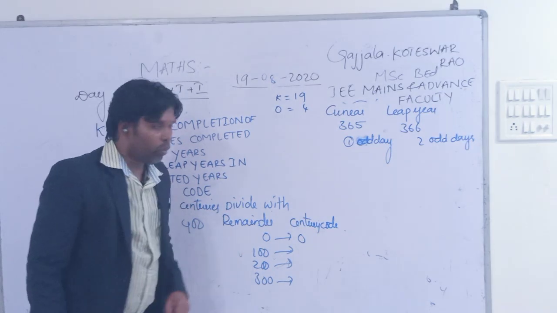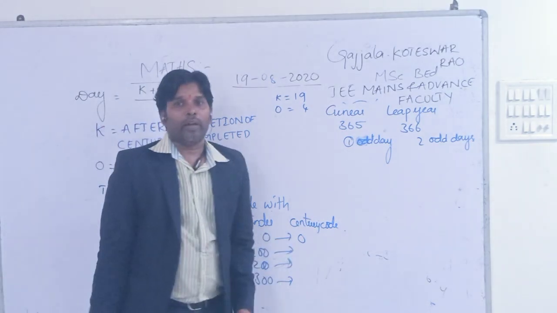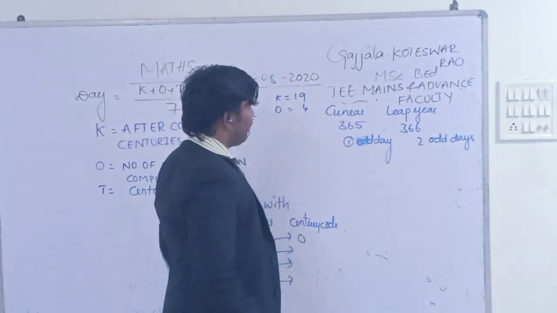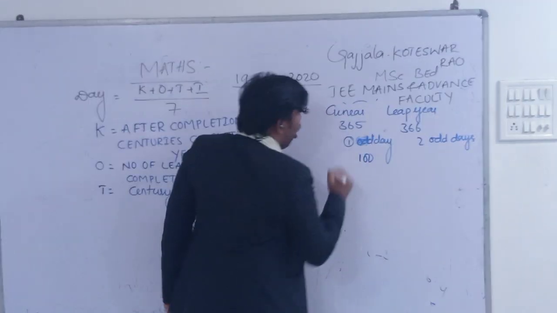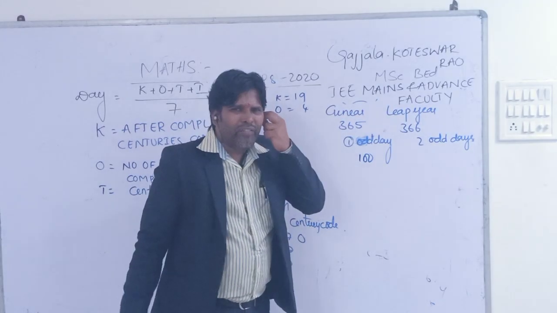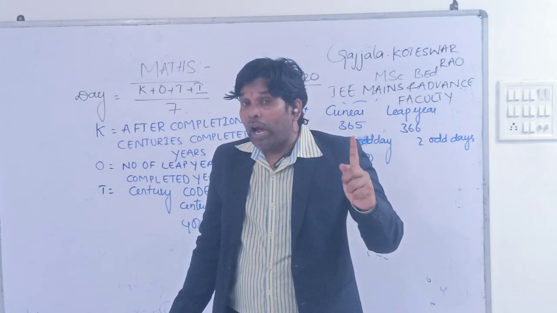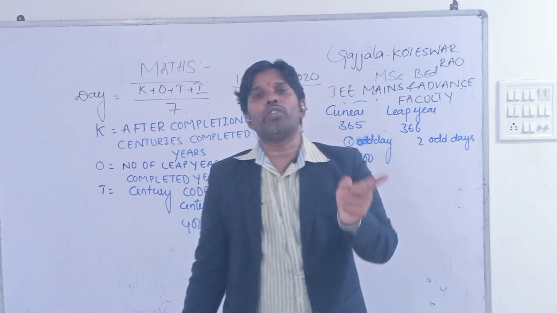In 100, what is the century code? That means here, in 100 years, you are going to find the number of odd days. So in 100 years, how many leap years? Just divide by 4, and 25 comes. But the 100th year is not a leap year.